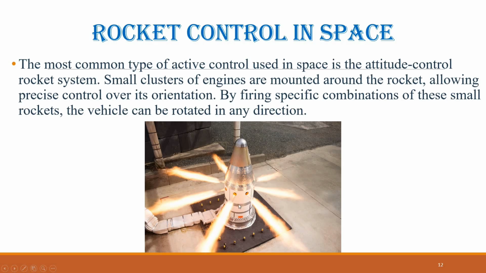The most common type of active control used in space is the attitude control rocket system. Small clusters of engines are mounted around the rocket, allowing precise control over its orientation. By firing specific combinations of these small rockets, the vehicle can be rotated in any direction. Once the rocket is oriented properly, the main engines can be ignited, sending the vehicle in the desired trajectory. This method ensures precise maneuvering in the absence of air and is critical for orbital adjustments, docking, or interplanetary travel.